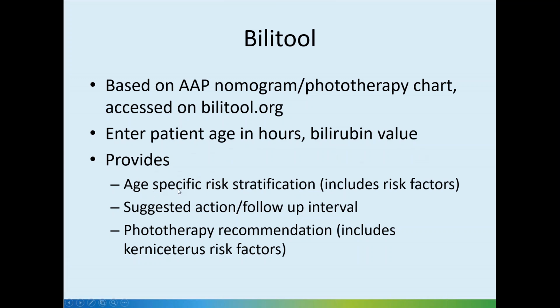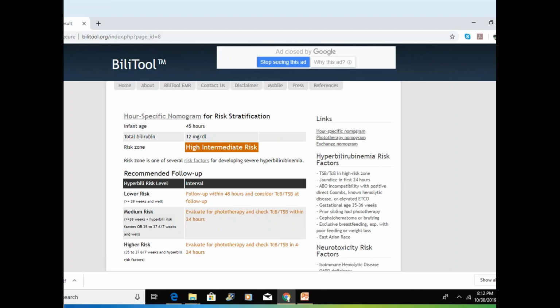So BiliTool provides an age-specific risk stratification based on the Bhutani chart I showed earlier. It gives a suggested action and the follow-up intervals considering the risk factors, and it also gives the phototherapy recommendation, which considers the neurotoxicity risk factors. So this is a screenshot from a baby's entry. The baby is 45 hours old. Total bilirubin was 12 milligrams per deciliter. This is on bilitool.org. And it is giving the first reading, which is the categorization of the risk as high intermediate risk.